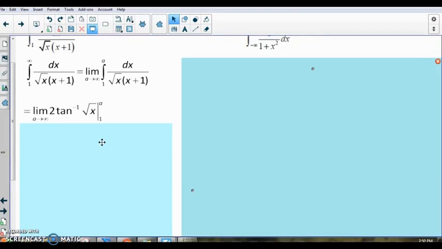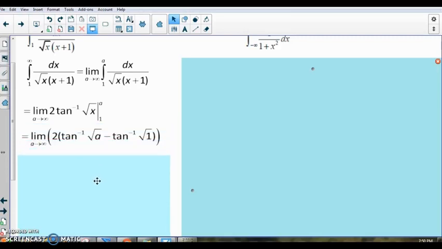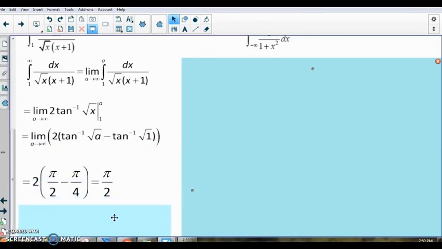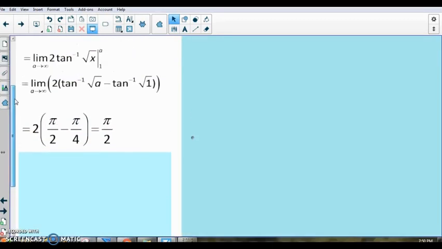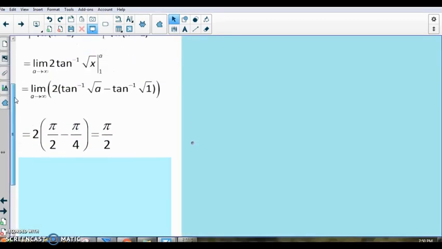So now you're evaluating this with 1 to A as the bounds. You're substituting the top bound of A in and the bottom bound of 1 in, and you're approaching infinity for the A portion of the problem. A couple things you need to understand, and you might want to graph inverse tangent as you're doing this so you can see it. So inverse tangent of radical 1, or inverse tangent of 1. Where does tangent have a value of 1? Well, that's at pi over 4.